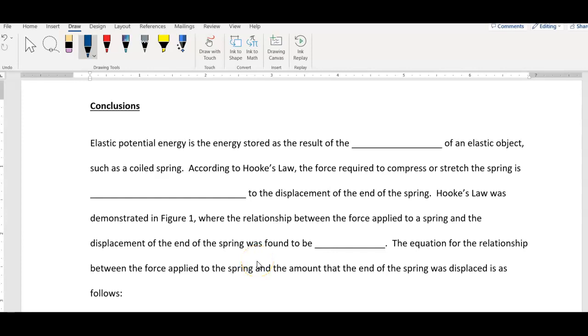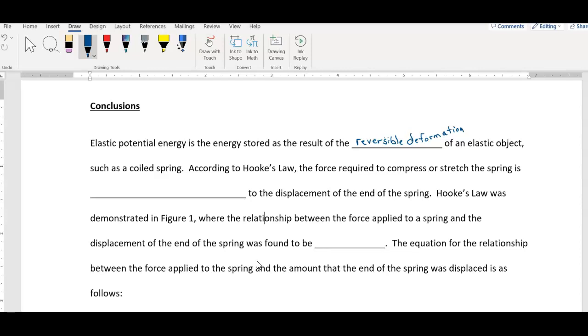This webcast continues the discussion of the lab for energy stored in a spring, and now we're at the conclusions to finish this lab. So, elastic potential energy is energy stored as the result of the reversible deformation of an elastic object. So, think about chewing gum or silly putty or something like that.